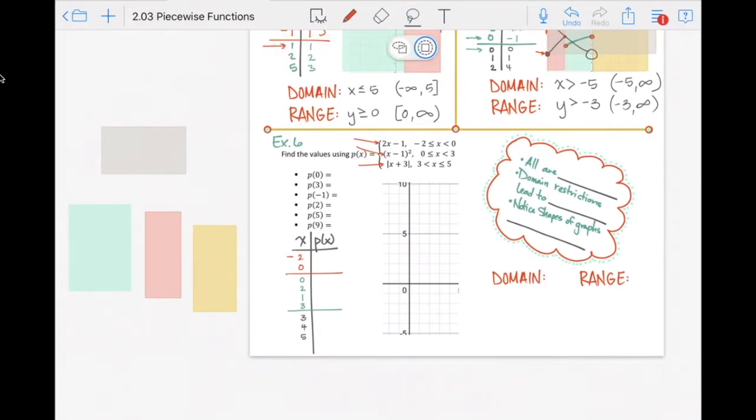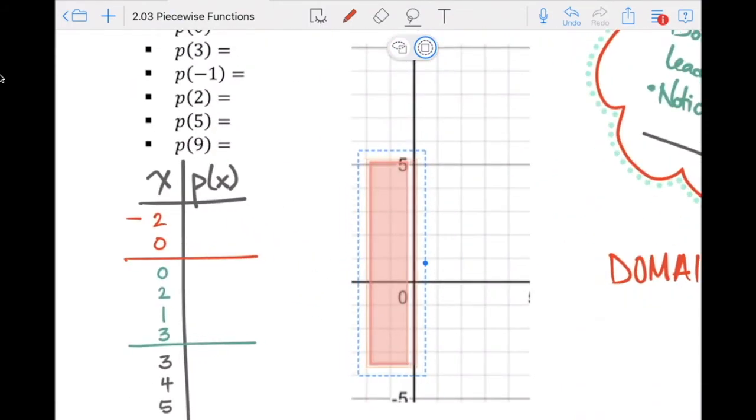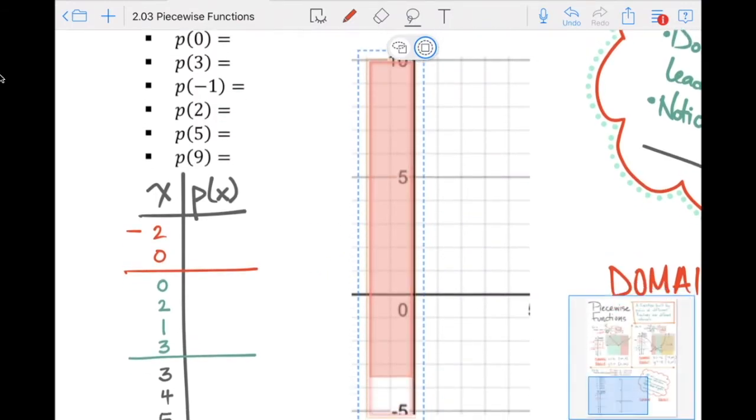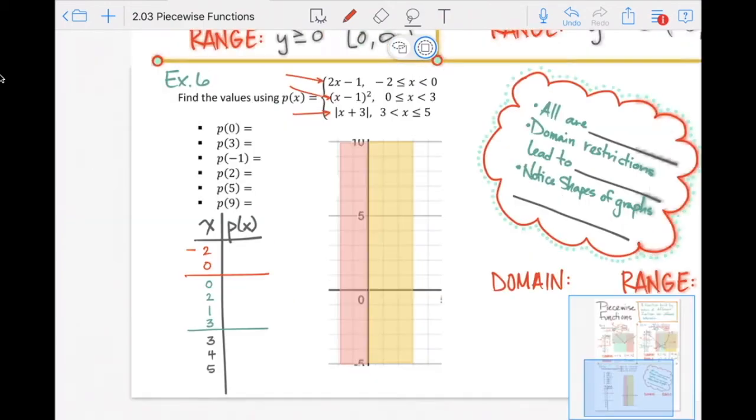For that first interval, it's going to go from -2 to 0. So let me change my window to show that. Okay, so this is the part where we're going to see a line. And then our next interval is from 0 to 3. And then finally from 3 to 5.